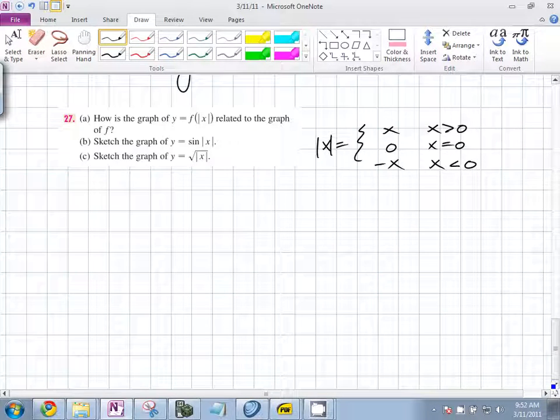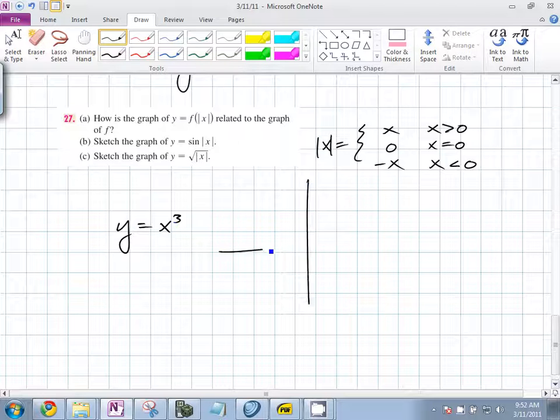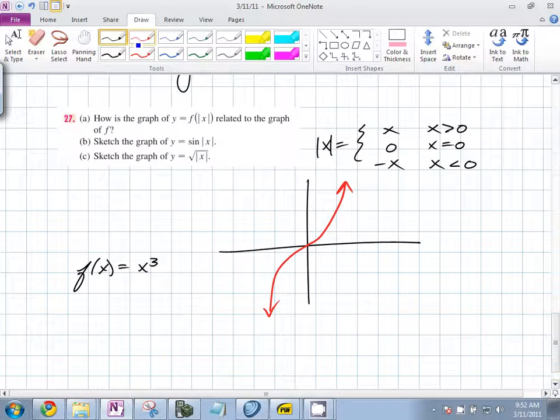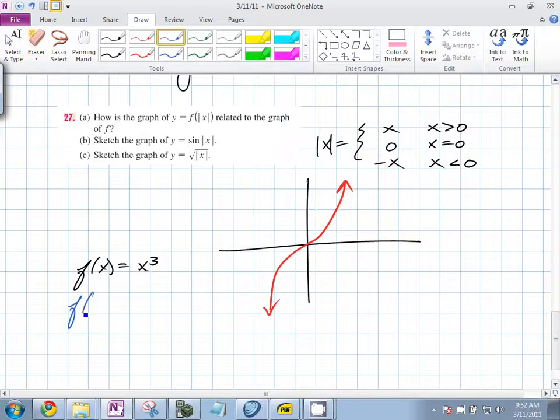So let's just pick a function. Let's do y is equal to x cubed. What does that look like? A little S-curve, right? It's pretty steep. So if f of x is equal to x cubed, we'll write it like that. I want to graph f of the absolute value of x. It is going to be equal to the absolute value of x to the what power? To the cube, right? The absolute value of x is always what? Positive. A positive number cubed is always positive.